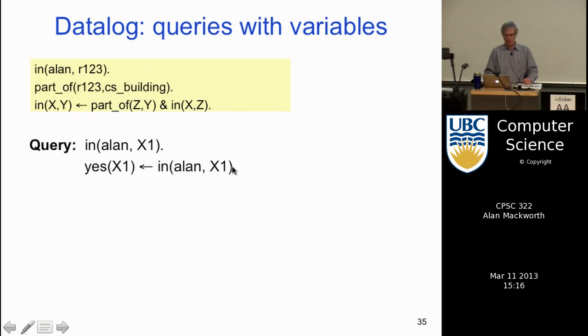And as a side effect of proving this, if I do, that'll get bound and it'll return the value of x1. I don't just want to know the answer yes, I want to know what is Alan in. So here, what would happen when I run this?